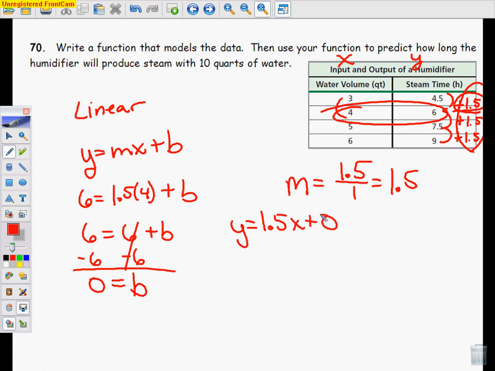Now, do you have to have that plus 0 there? Obviously not, because anything you add 0 to is still itself. So that right there is our equation.